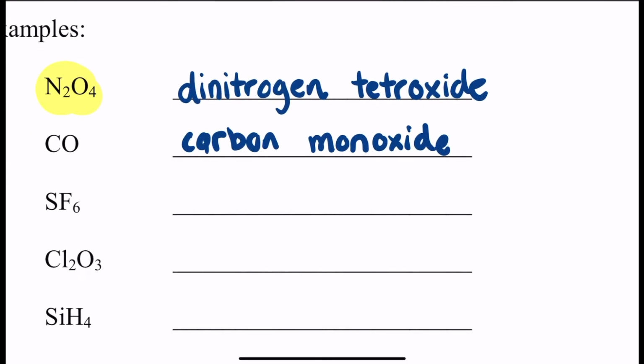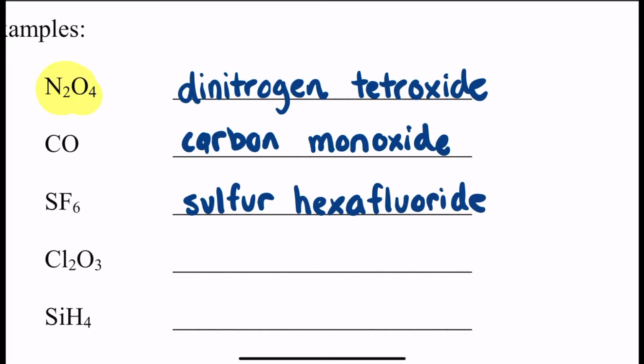Our next example here is SF6. S is sulfur. We don't have to use a prefix if there's one thing at the front. F is fluorine. The prefix that means you have 6 fluorines is hexa. And then the name fluorine, since it's the second element, becomes fluoride. Always change the ending to "ide" with these.